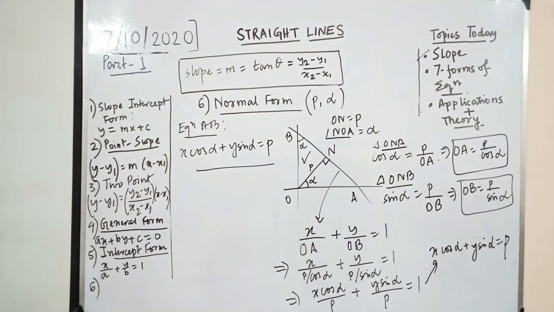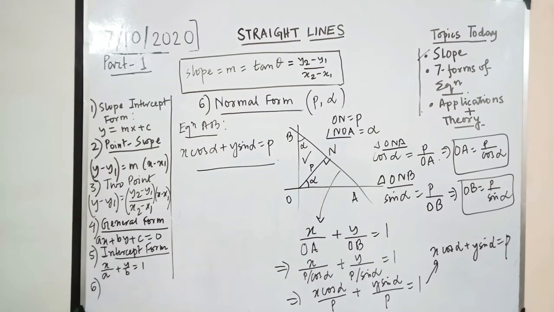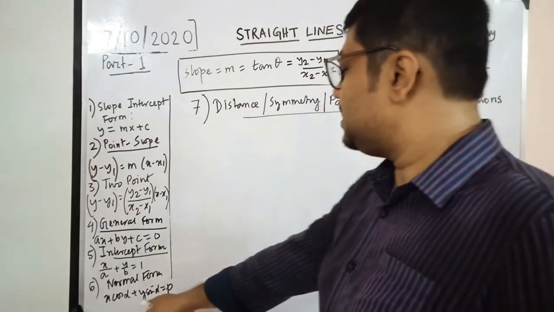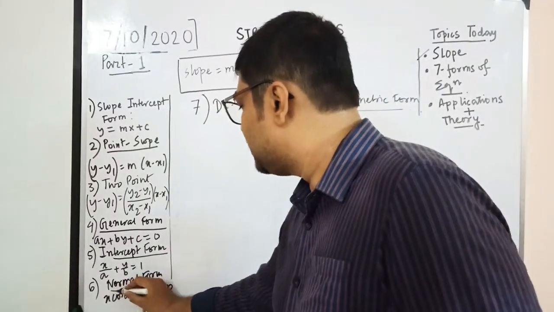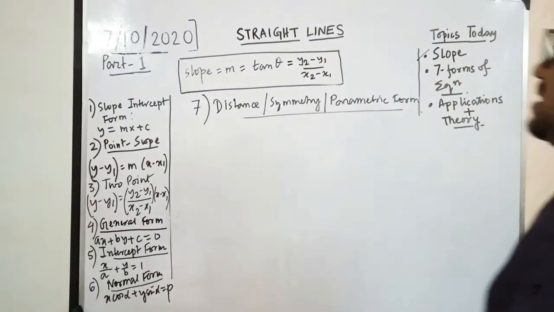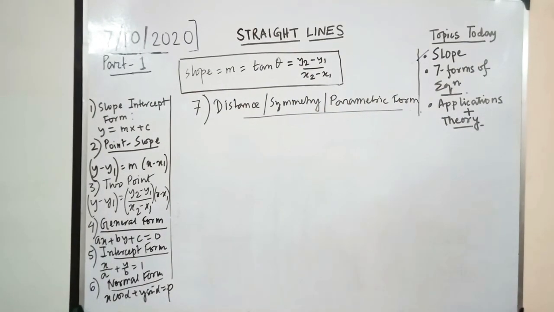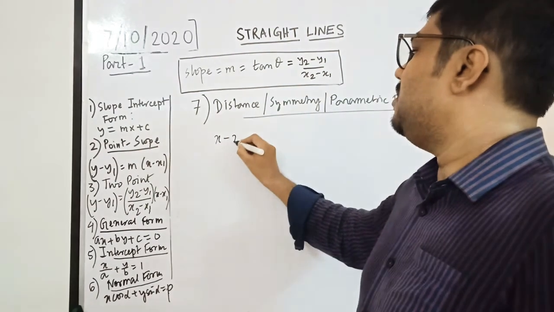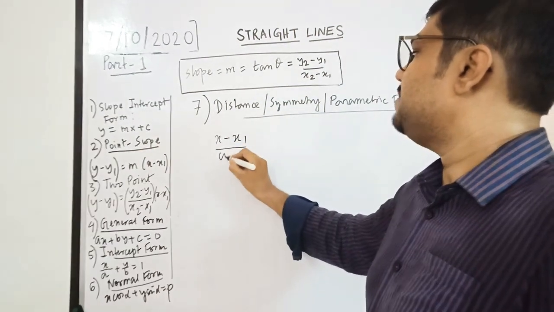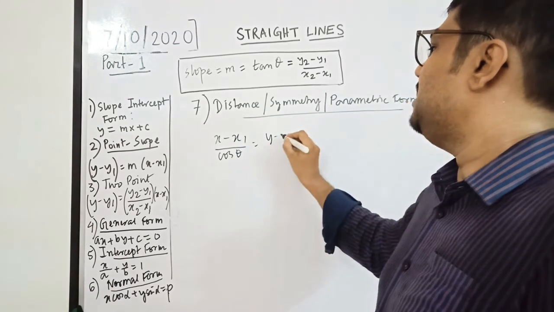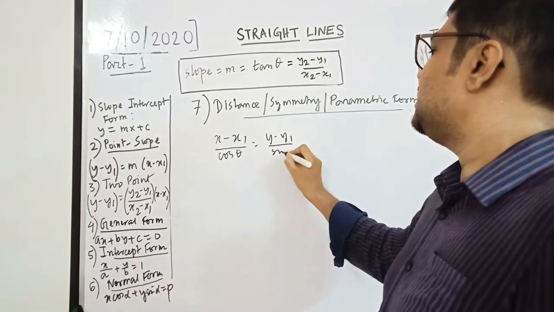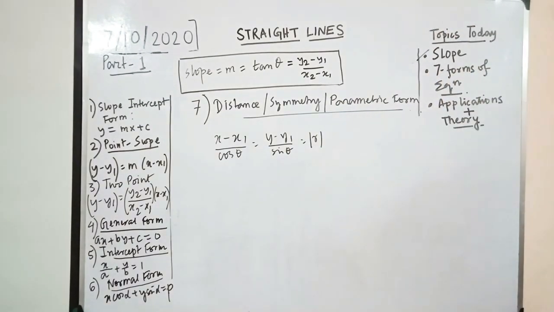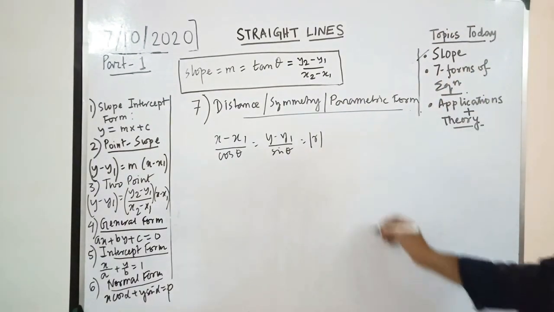So the next form we are going to see. Here we saw number 6, the normal form. So the last form is the distance form, symmetric form, or the parametric form. This form has 3 different names. The form is something like this: x minus x1 by cos theta equals y minus y1 by sin theta equals mod of r. So how do we represent this? This is a very typical situation.